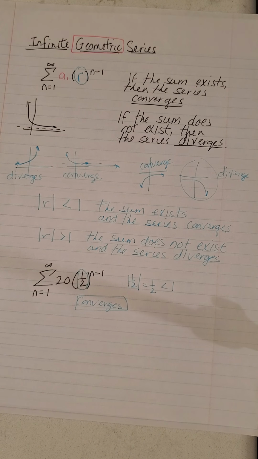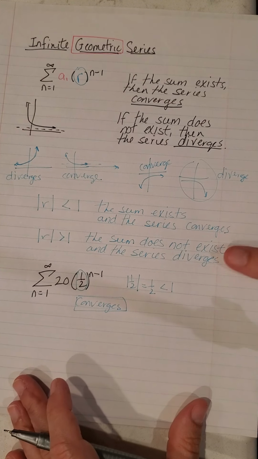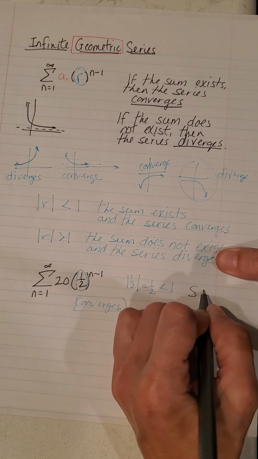Now, if I wanted to find the sum, and keep in mind that you're only finding the sums in the second half of the worksheet. The first half, you're just writing converges or diverges. But if I wanted to find the sum, it looks like this.